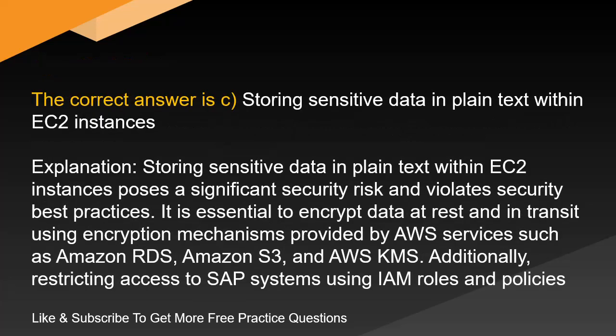The correct answer is C. Storing sensitive data in plain text within EC2 instances. Explanation. Storing sensitive data in plain text within EC2 instances poses a significant security risk and violates security best practices. It is essential to encrypt data at rest and in transit using encryption mechanisms provided by AWS services such as Amazon RDS, Amazon S3, and AWS KMS. Additionally, restricting access to SAP systems using IAM rules and policies.